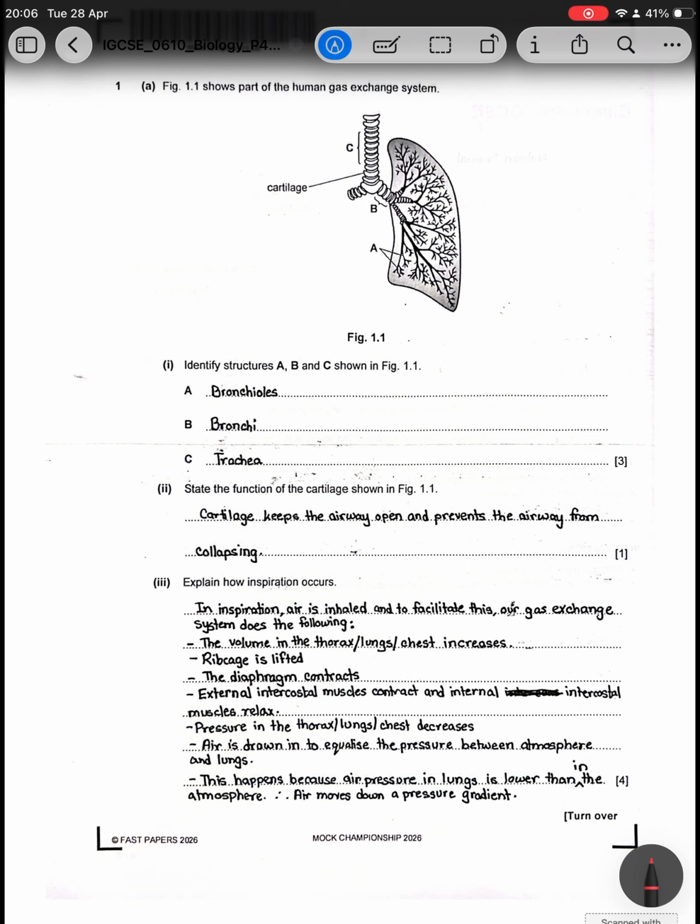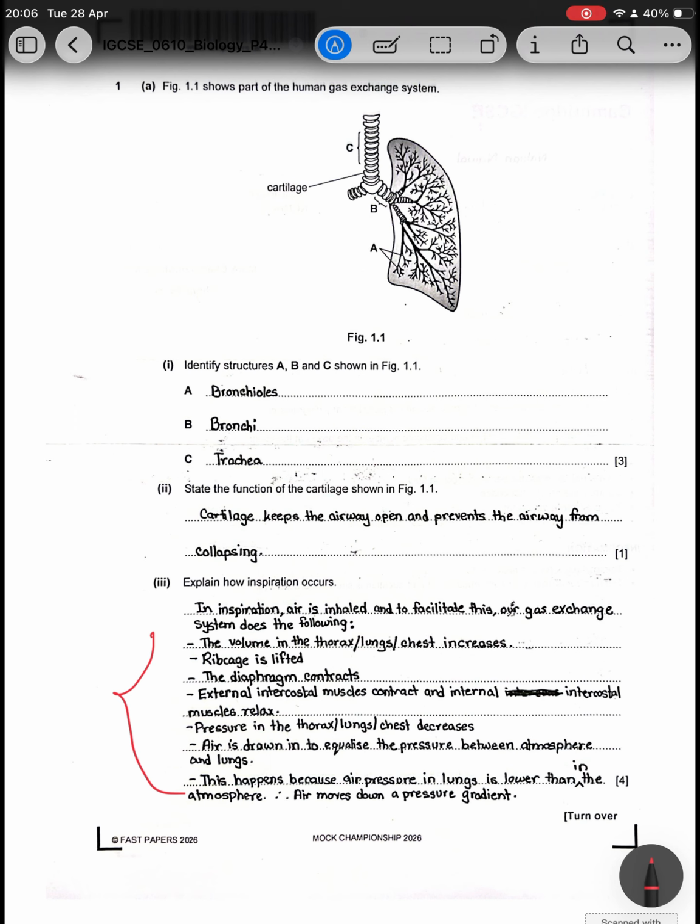Number 3, explain how inspiration occurs. So all these points over here account for 1 mark. So all you need to do is mention any 4, but aim to mention a little bit more so that in case one is correct, the other one gets marked, but you will likely get marked on the first 4 points. So in inspiration, air is inhaled, and to facilitate this, our gas exchange system does the following.